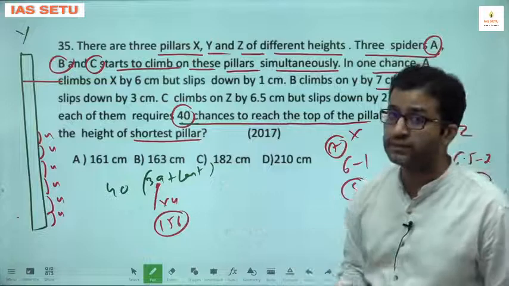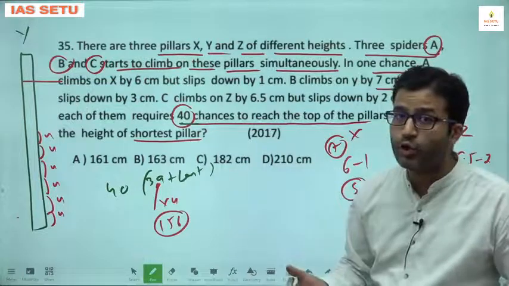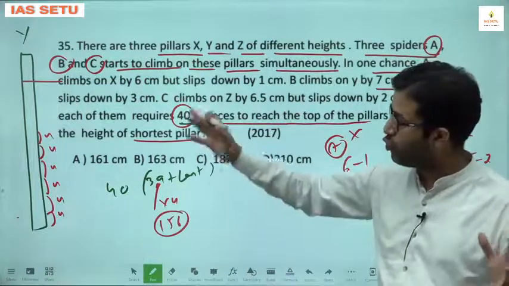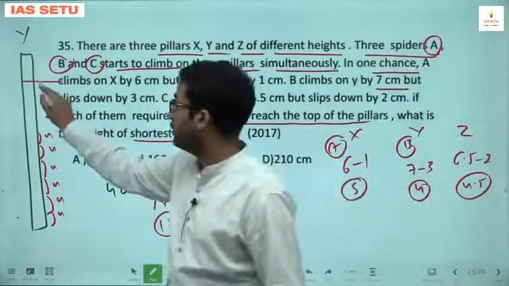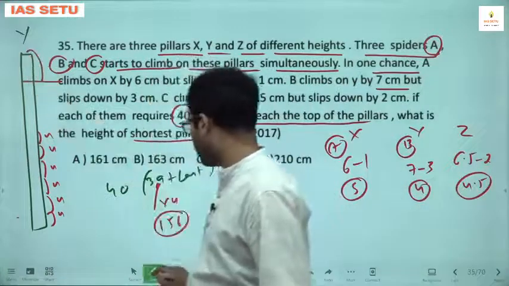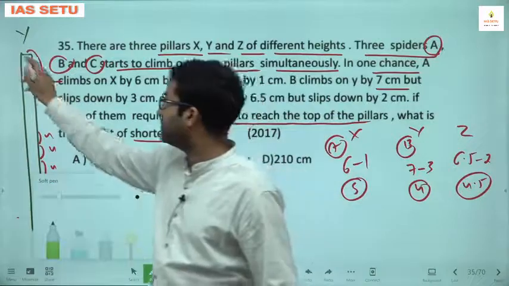Last chance, why is it important? Because this spider is going to get moksha. वो टॉप पे पहुंचने वाला है. It will climb 7 centimeters and this spider is sitting here.